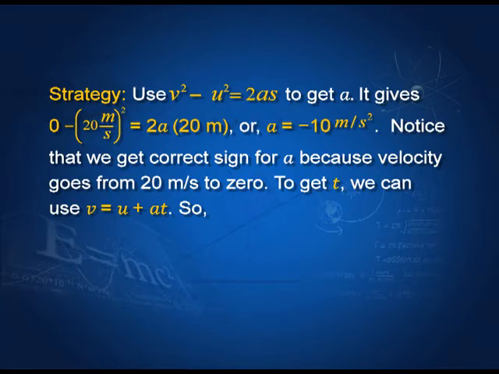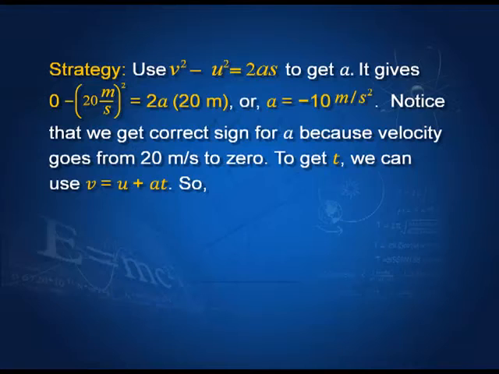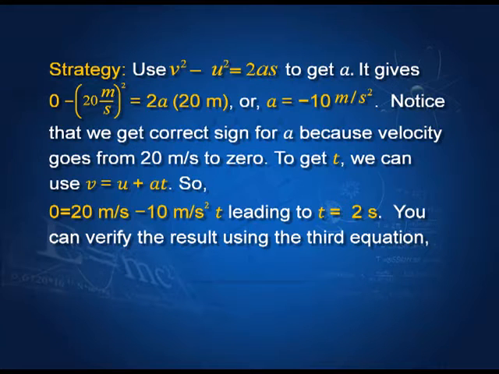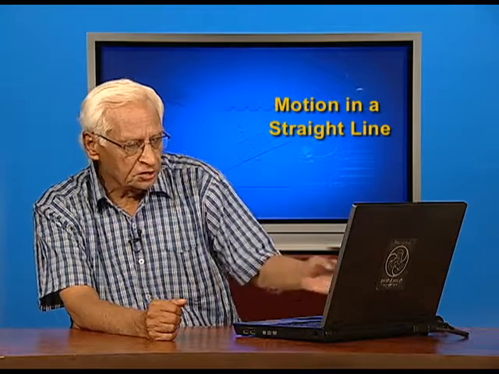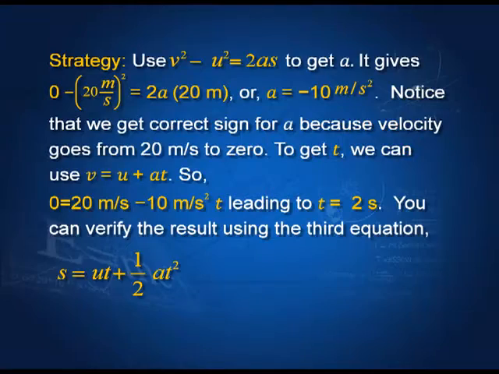For that, we can use the equation v equal to u plus a t, and plug in the numbers. u is 20 meters per second, a is 10 meters per second square with a negative sign, as we have just found, and therefore, t we can find from this equation, and t turns out to be 2 seconds. If you want, you can verify this result by using the third equation, that is s equal to u t plus half a t square.